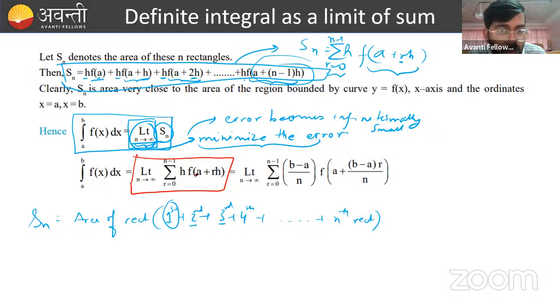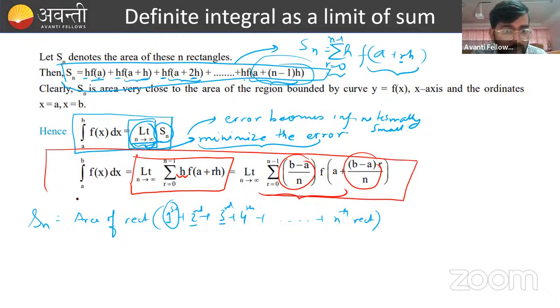And we have already defined earlier what our h value is. Our h value is (b minus a) upon n, and hence we have substituted (b minus a) upon n in these following statements. So this is what we call definite integral as a limit of sum. Why was limit included in this? Because we had to introduce limit n tending to infinity. All right, so this is clear. We'll move ahead.